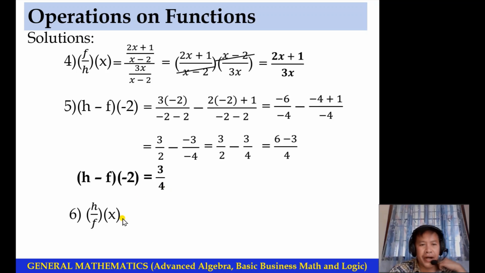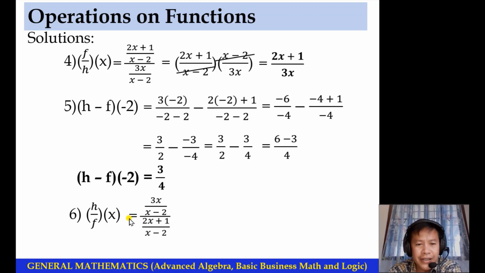We will proceed with number 6. It means our denominator in number 5, division of functions, becomes the numerator here. And the numerator in number 4 becomes the denominator. We are going to observe if commutativity in division of functions is applicable. And as I have said a while ago, commutativity only applies in addition and multiplication of functions or real numbers. Commutativity is not applicable in subtraction and division of functions or real numbers.